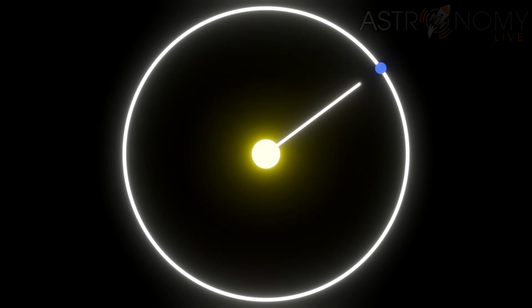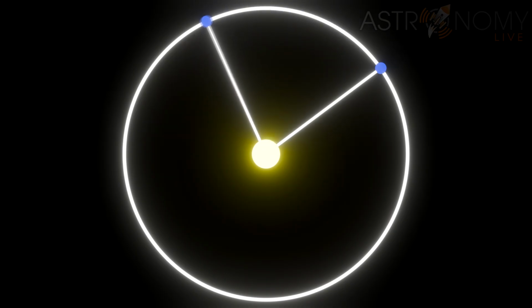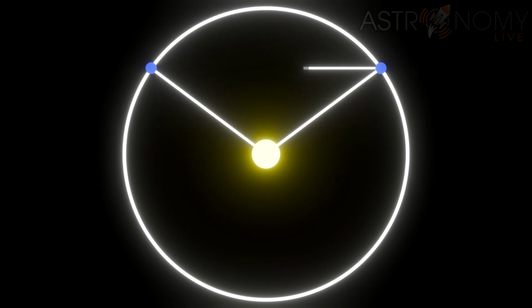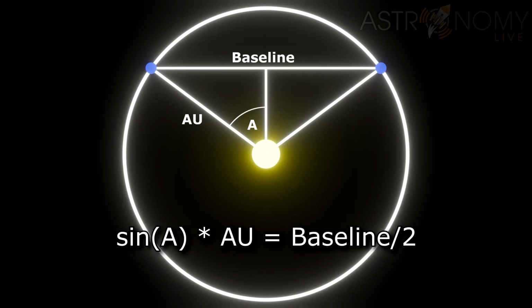Knowing the distance of the Sun and the angle between two positions of the Earth on two different observing dates, I can solve for the baseline that runs directly between those positions of the Earth by using a pair of right triangles. Dividing the angle between the two positions of the Earth in half, we get angle A, and if we take the sine of this angle times the distance of the Sun, we get the baseline divided by 2.